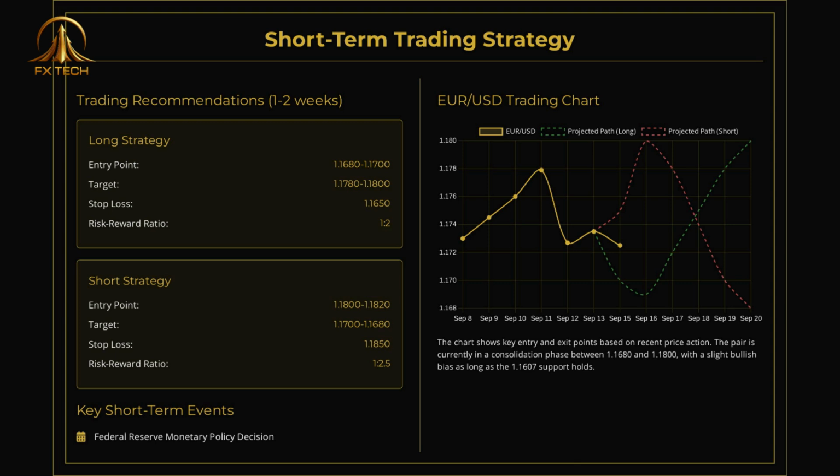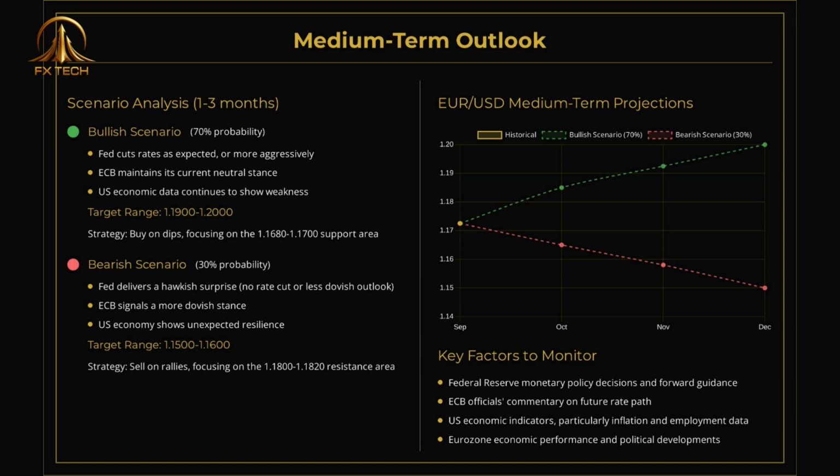impact the market. Now let's take a step back and look at the medium-term outlook for the EUR/USD pair, covering the next 1 to 3 months. We have developed 2 scenarios, a bullish scenario and a bearish scenario. Our bullish scenario, which we assign a 70% probability, is based on the assumption that the Fed will cut rates as expected, the ECB will maintain its neutral stance, and US economic data will continue to show weakness.